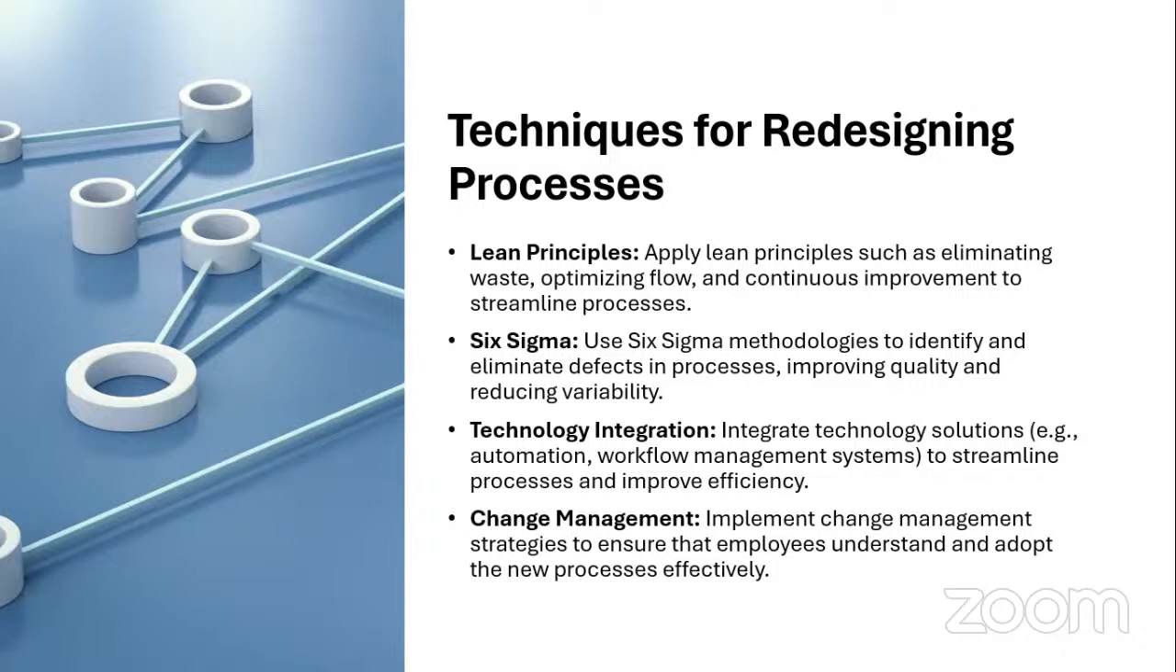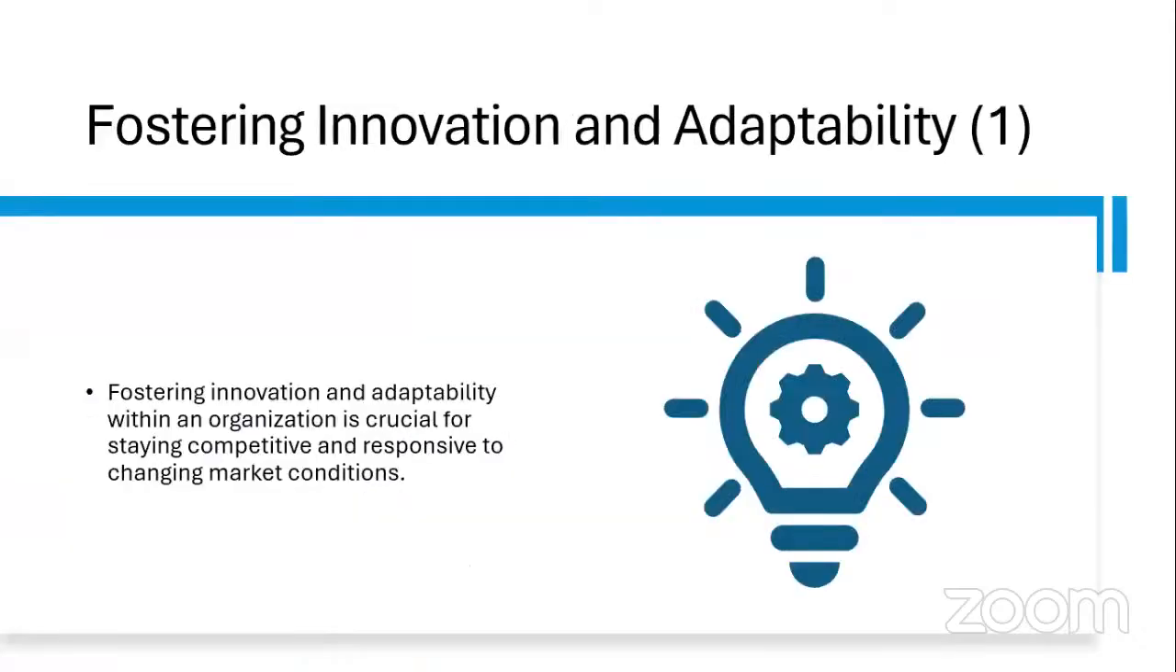Techniques for redesigning processes: you can use Lean principles, where we talk about eliminating waste, optimizing flow, and continuous improvement to streamline processes. We can also use Six Sigma, which is bent on eliminating defects in processes, improving quality, and reducing variability. We can also use technology integration, where we have automation and workflows to streamline the processes and improve efficiency. And we'll also have change management, tools that we can use to do that.